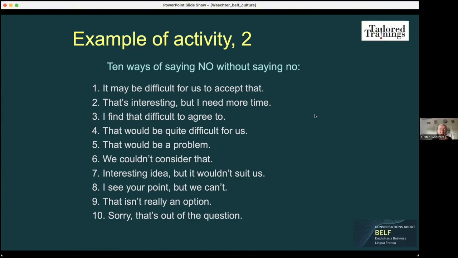Yes. And is there something you would find really difficult to understand as a no? Because my German learners, if you tell them it may be difficult for us to accept it, they go, well, okay, may be difficult, but we'll find a way. They wouldn't see this as a no. Is there something that you would really find difficult to understand?